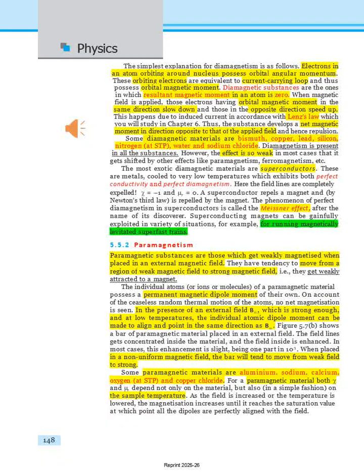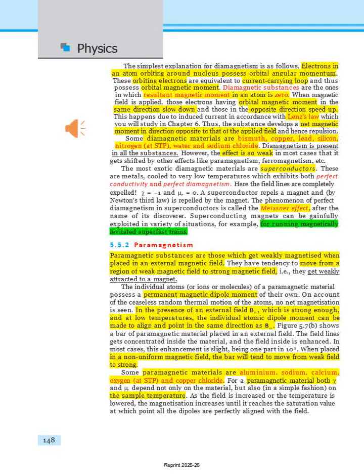A superconductor repels a magnet and, by Newton's third law, is repelled by the magnet. The phenomenon of perfect diamagnetism in superconductors is called the Meissner effect, after the name of its discoverer. Superconducting magnets can be gainfully exploited in a variety of situations, for example, for running magnetically levitated superfast trains.